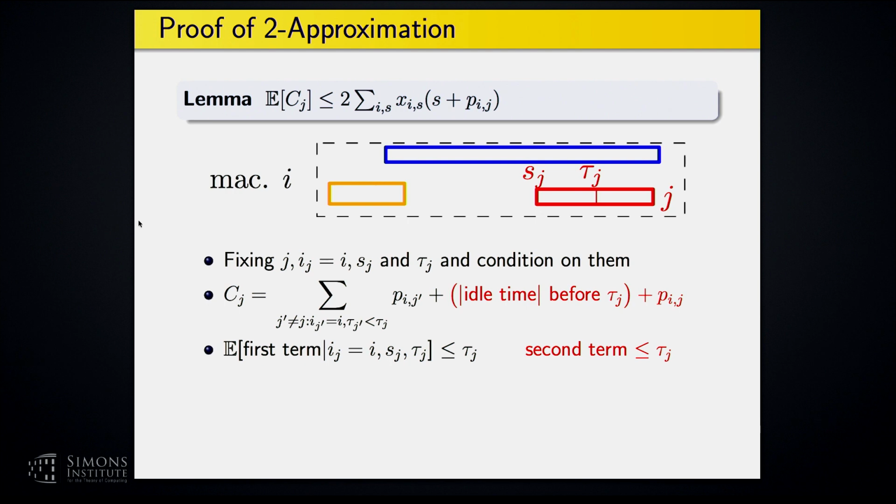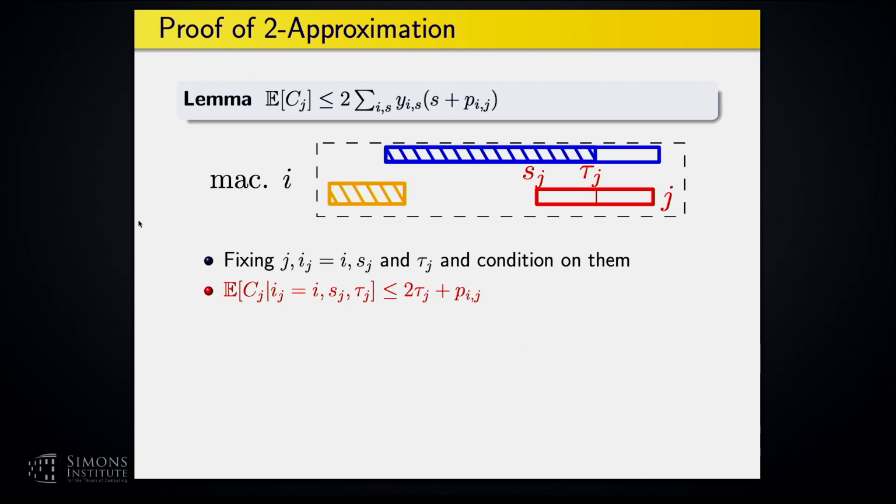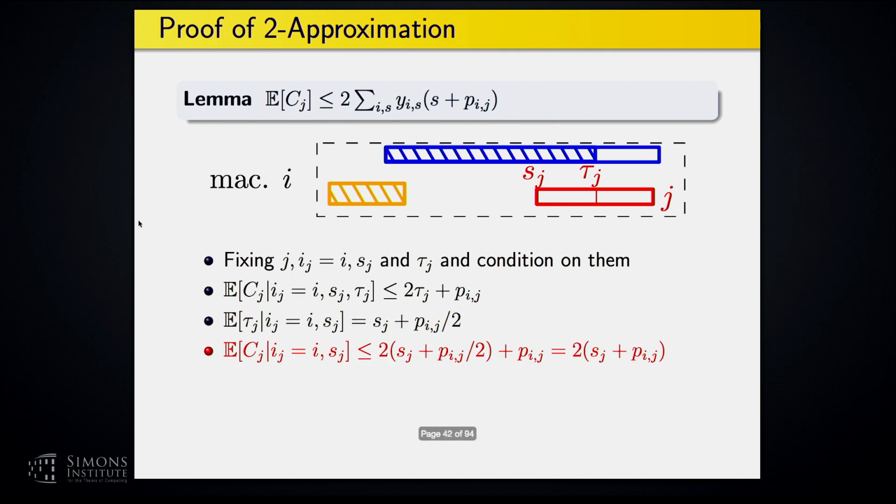So if you consider the two bounds, the expected Cj under this condition is at most 2 tau j plus Pij. And the expected value of tau j conditioned on Sj and Ij is Sj plus Pij over 2. So it's the middle point: Sj here, Sj plus Pij here, middle point. If you replace tau j with this, you will get 2 Sj plus Pij, which is what we needed. So finally, we have the answer.